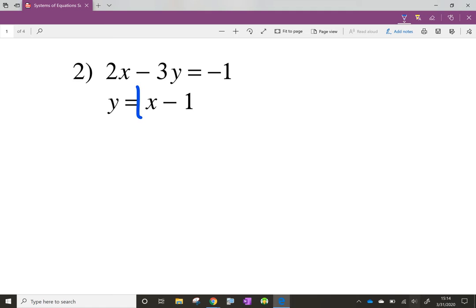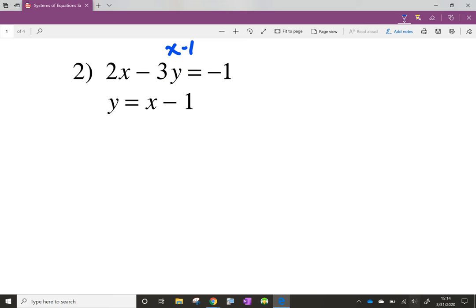We have y is equal to x minus 1. Y and x minus 1 are the same thing, which means I can replace the other equation's y with x minus 1. I can take this y out and in its place put x minus 1 and continue to solve the problem from there. So that's the hardest part usually. It's just taking the information and plugging it in, because a lot of times people plug it in wrong.